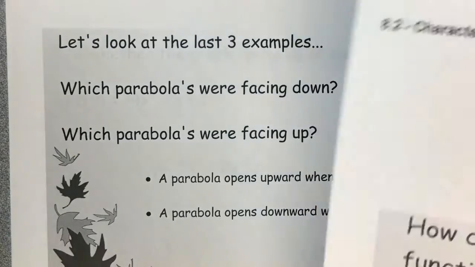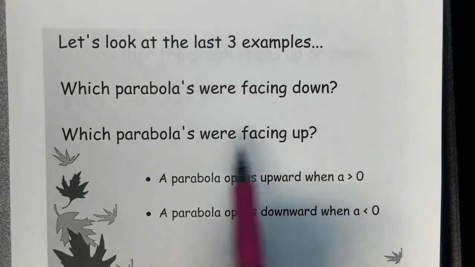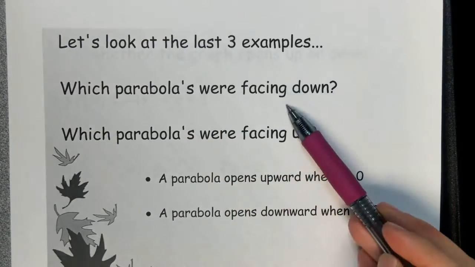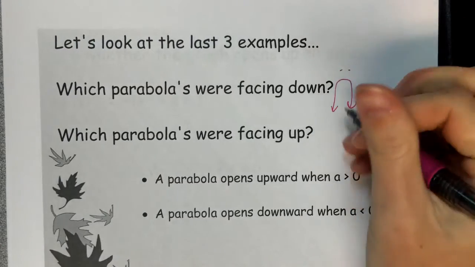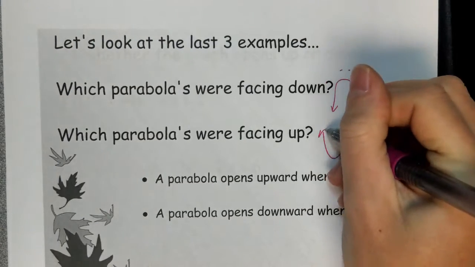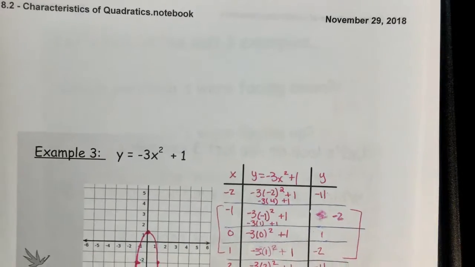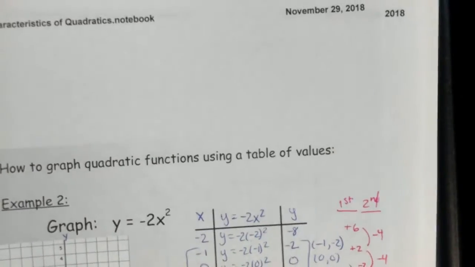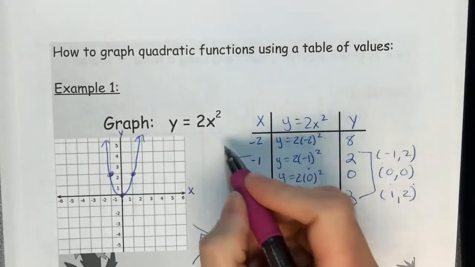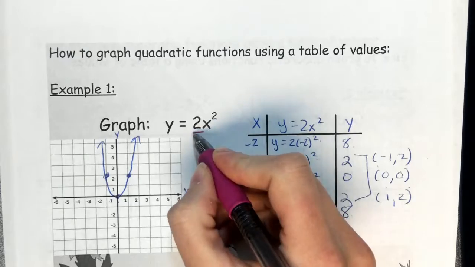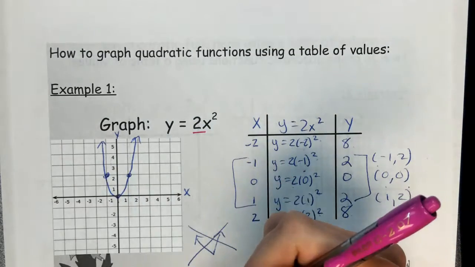Alright, so now we're going to look at the last 3 graphs that we've done. And we're going to look at which parabolas were facing down, sad face, which parabolas were facing up, happy face. So let's go back to this one. So notice here, this value in front of x squared is positive 2. And what is this parabola doing? Facing up.